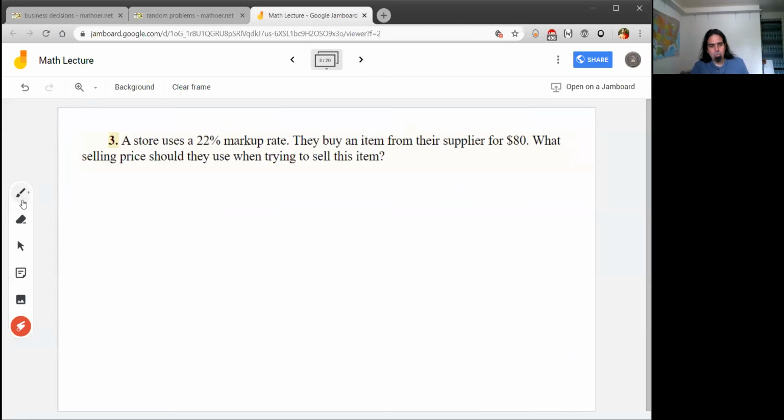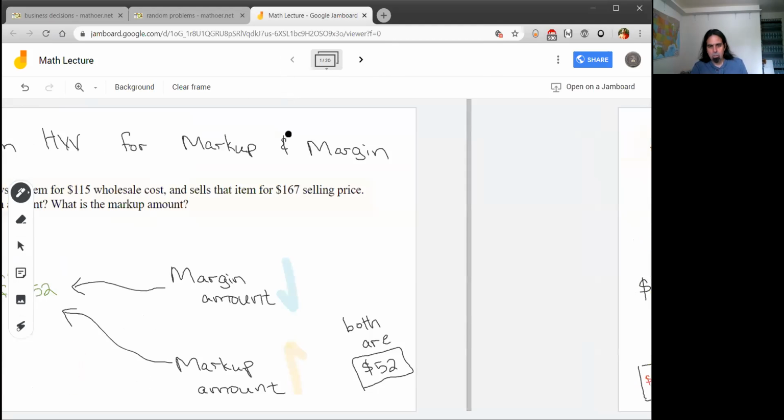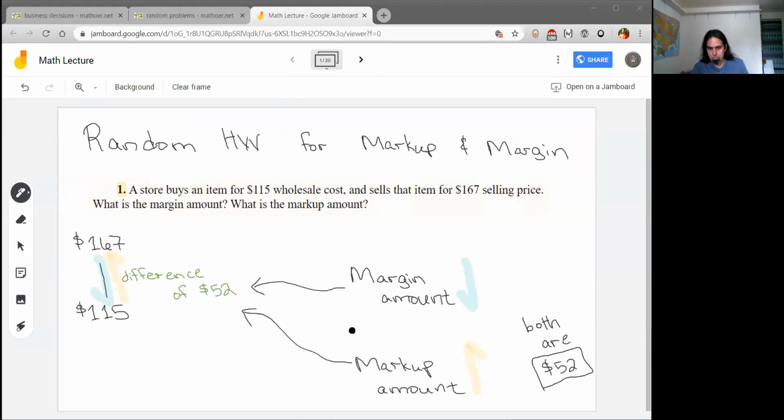The next problem is kind of the opposite. This is a markup rate. So let me grab that one. Oh, I don't want to draw a picture.